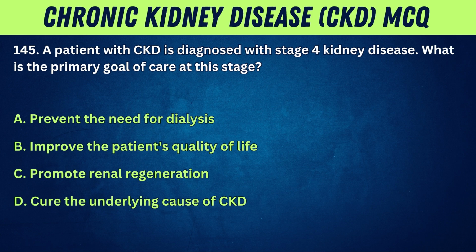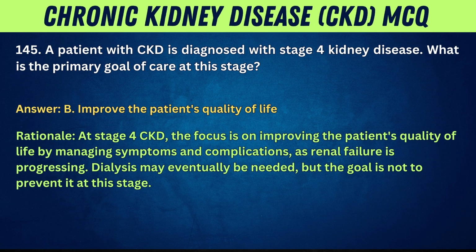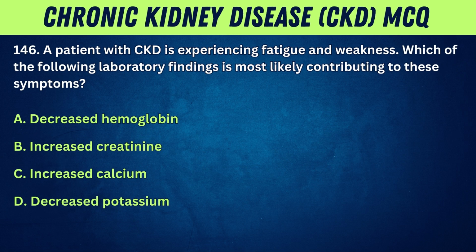145. A patient with CKD is diagnosed with stage 4 kidney disease. What is the primary goal of care at this stage? A. Prevent the need for dialysis. B. Improve the patient's quality of life. C. Promote renal regeneration. D. Cure the underlying cause of CKD. Answer: B. Improve the patient's quality of life. Rationale: At stage 4 CKD, the focus is on improving the patient's quality of life by managing symptoms and complications as renal failure is progressing. Dialysis may eventually be needed, but the goal is not to prevent it at this stage.